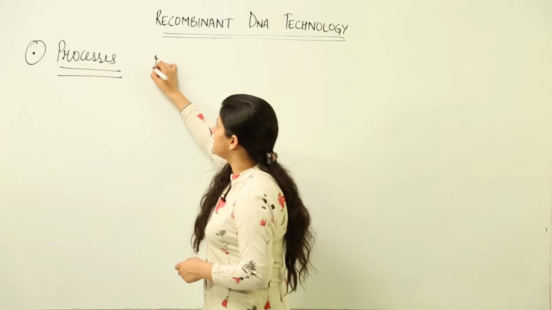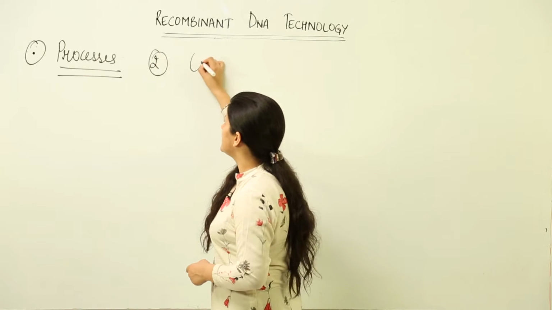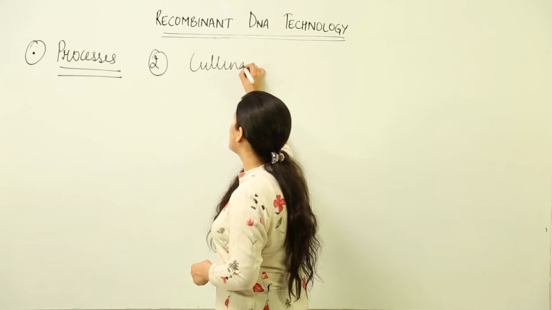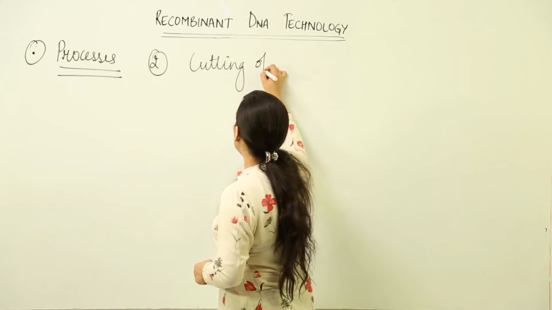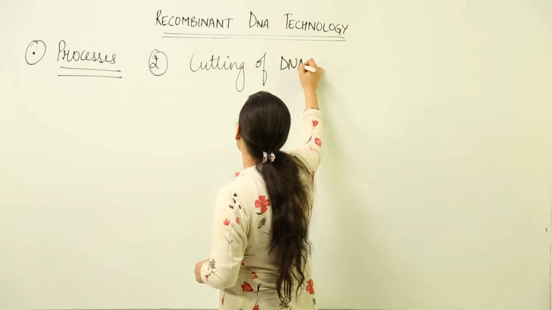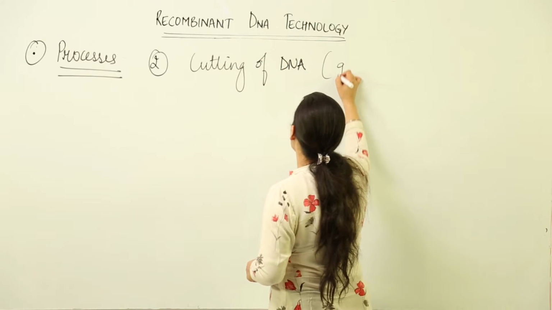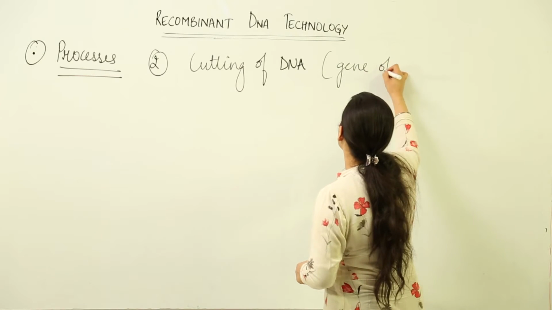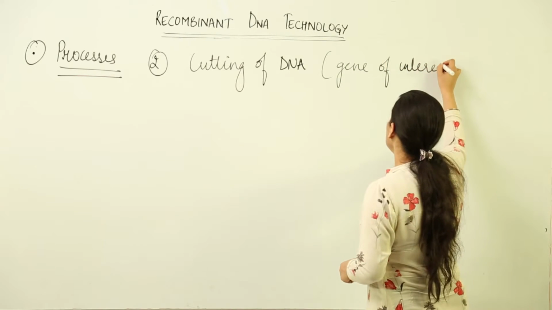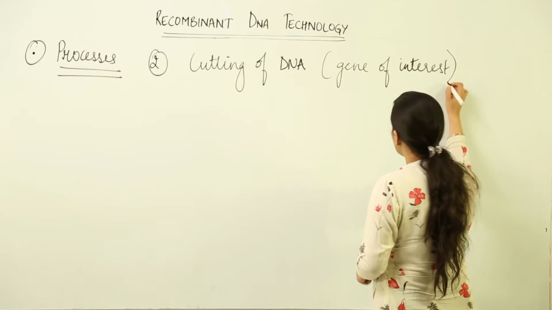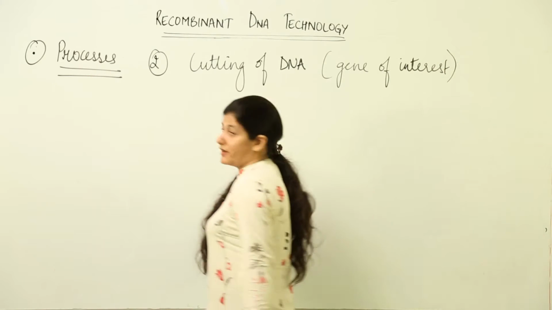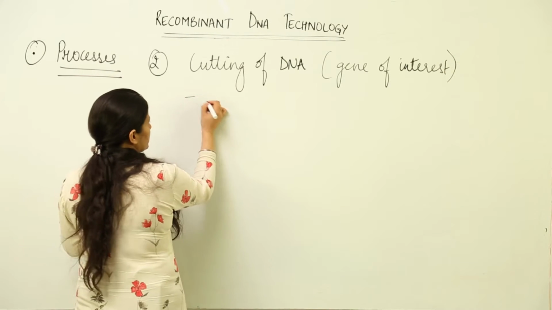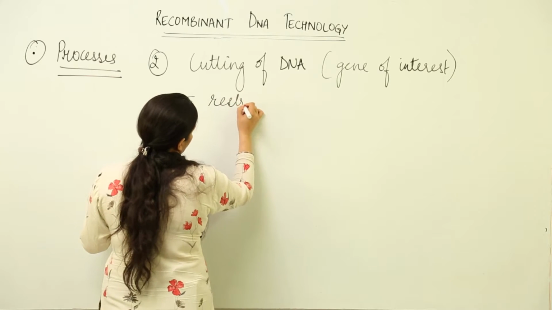The second step in the process is cutting of DNA to get the gene of interest. Right? Now how do you cut it? This is highly repetitive at this stage, I may say. You will use restriction endonucleases.